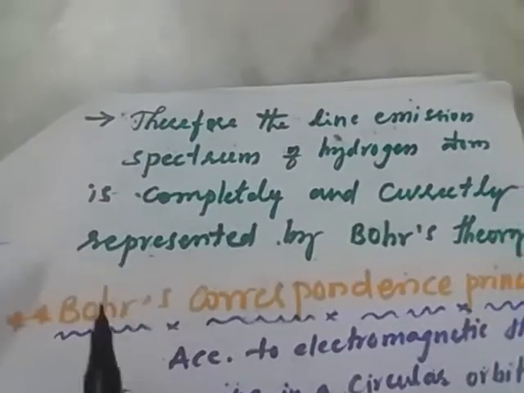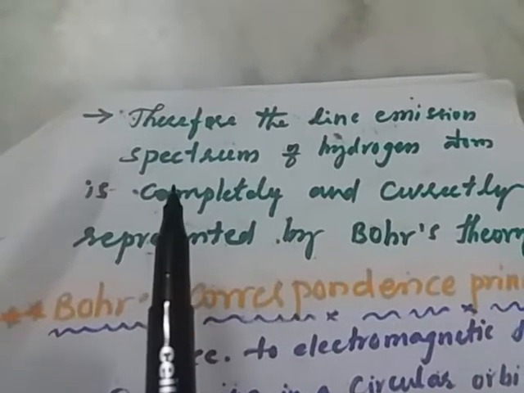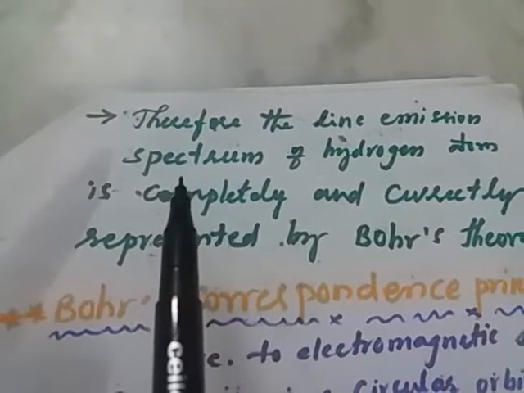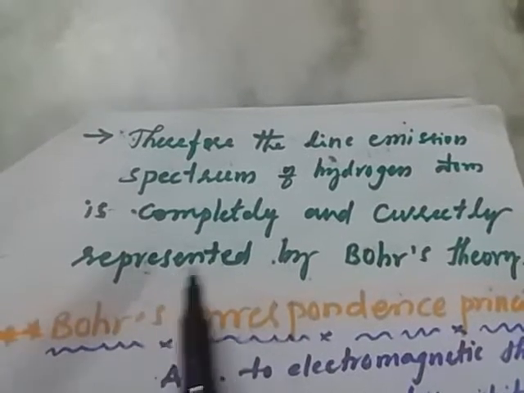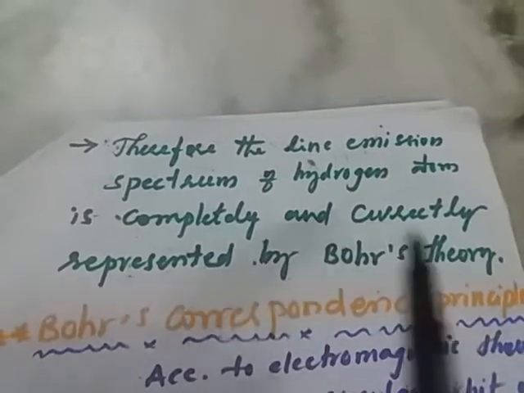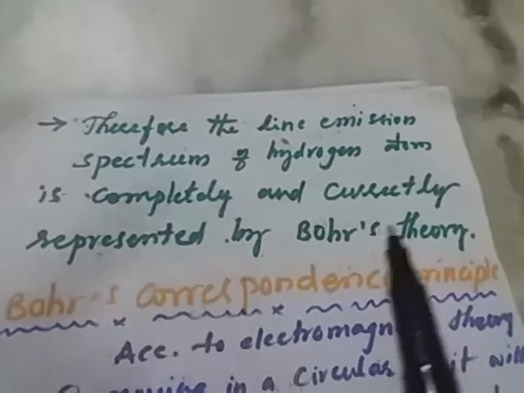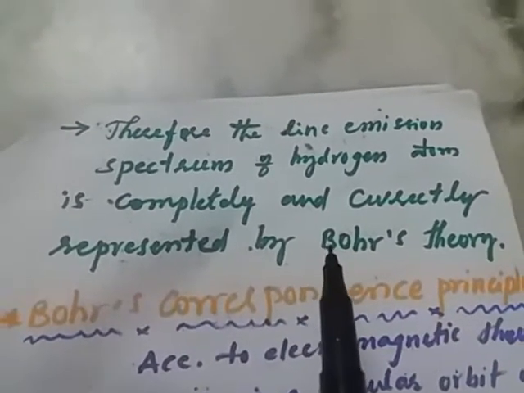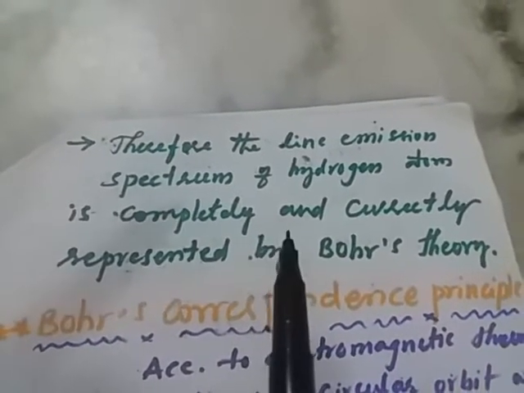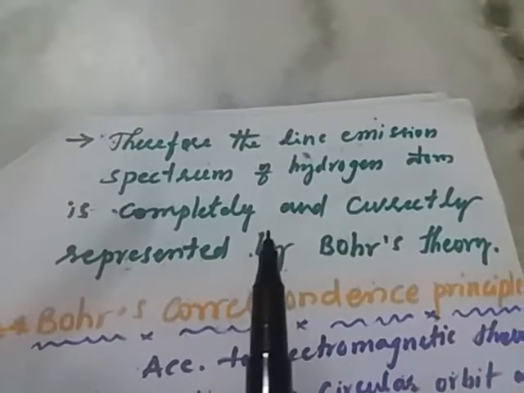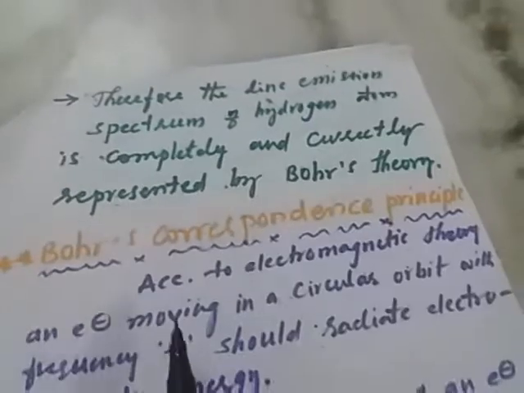Therefore, according to this, the line emission spectrum of the hydrogen atom is completely and correctly represented by the Bohr theory. So what does the Bohr atomic model indicate here? According to the Bohr atomic model, the line emission spectrum of the hydrogen atom is thoroughly and excellently explained by this theory only. So the Bohr atomic model represents the spectrum of the hydrogen atom.